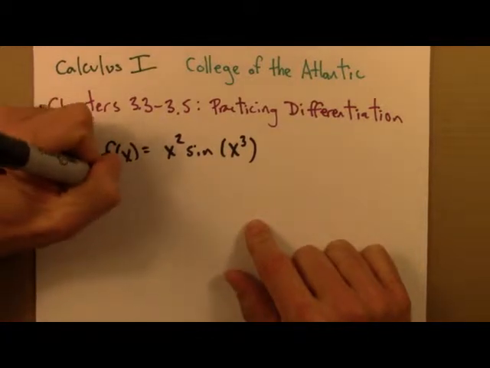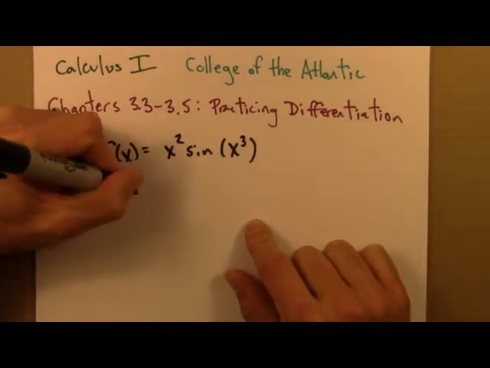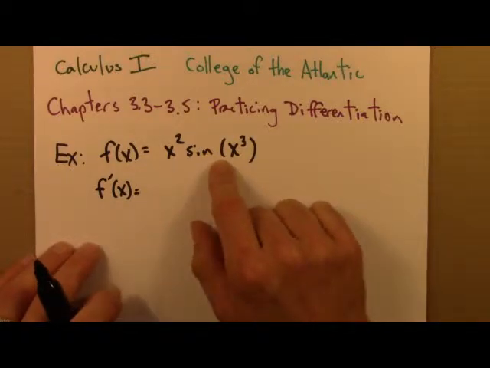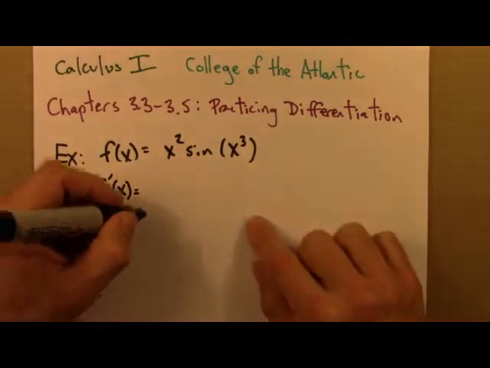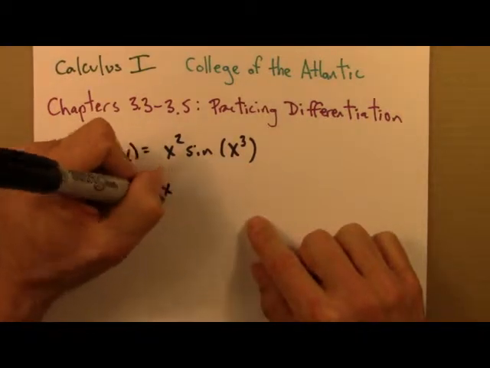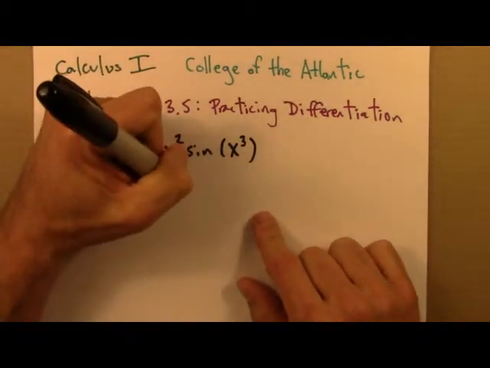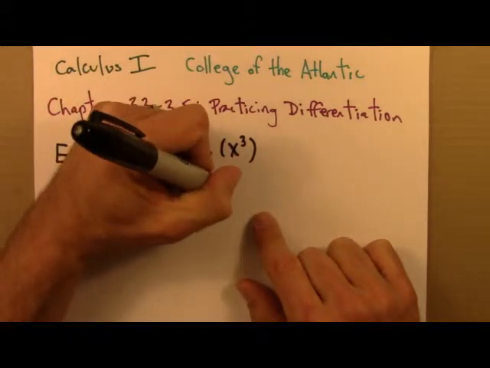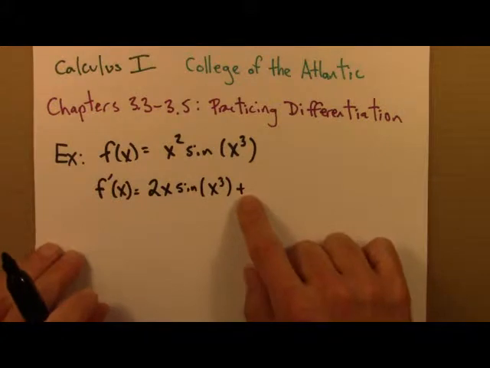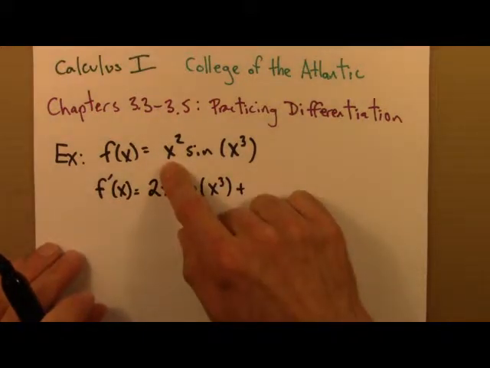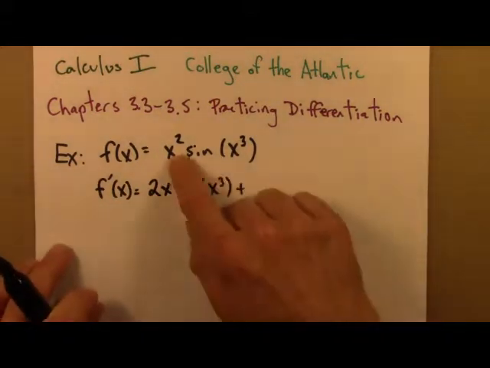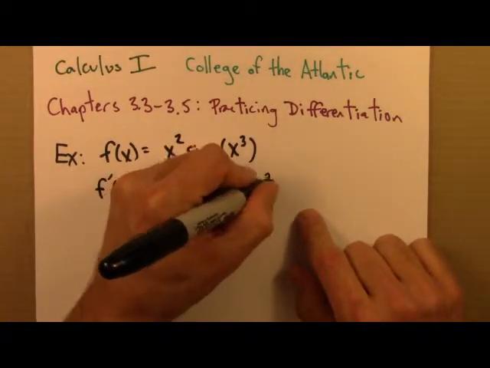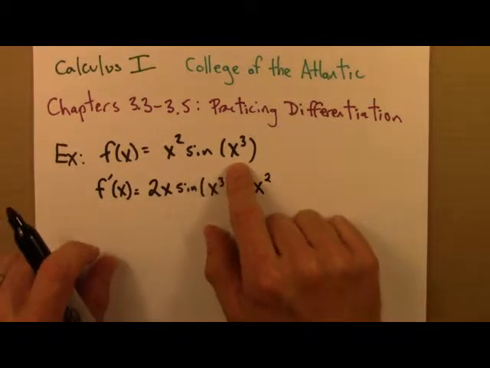So f prime of x. So we start with the product rule, and you take the derivative of this one and leave that one alone. The derivative of x squared is 2x, and I leave this one alone. Sine x cubed stays sine x cubed. Then I need to leave the first one alone and take the derivative of the second one. So leaving the first one alone, x squared just stays x squared. And then I have to take the derivative of sine x cubed.